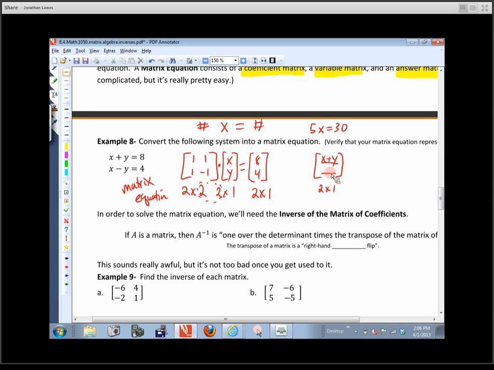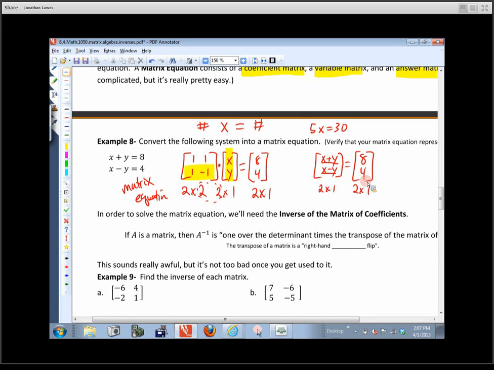Okay, where's this one? Second row, first column. So I'm going to take the second row and multiply it by the first column. So the 1 and the x, the negative 1 and the y. So that's an x and a negative y. Put those together. This says x minus y. Now, it equals this 2 by 1 over here. And what did it equal? 8 here and 4 there.